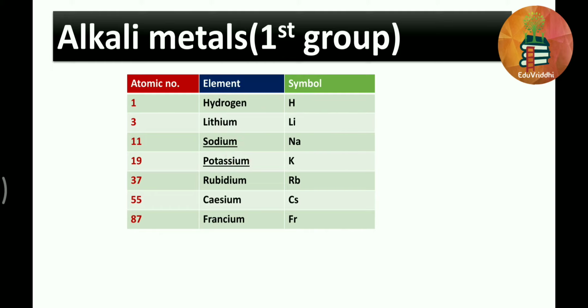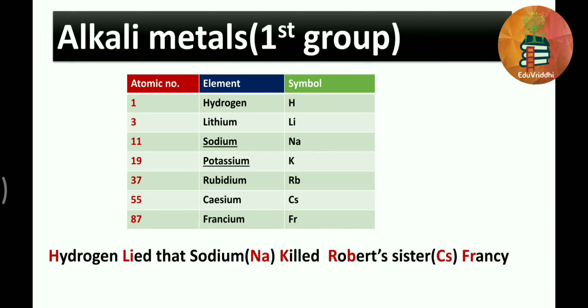This is the concept of the story, and the sentence which is used to remember these alkali metals goes like this: hydrogen lied that sodium killed Robert's sister Francie. So, hydrogen lied that sodium killed Robert's sister Francie. Here in hydrogen we have the same name, hydrogen. It's easy to remember. In the word light, we have lithium, Li.